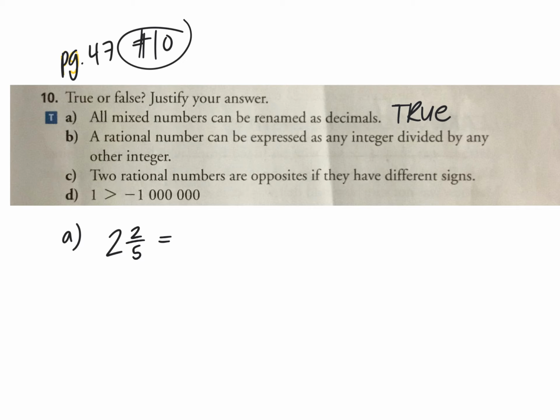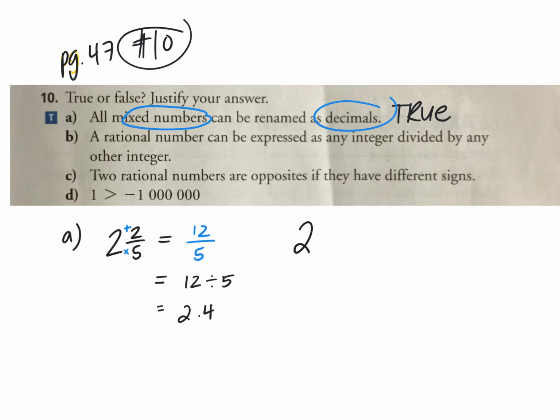There's 2 ways you could do this. One way that Nebu told us, let's go with his method first, is you turned it into an improper fraction. So 2 times 5 plus 2, 12 over 5. But then how do we turn that into a decimal? Good. 12 divided by 5 equals, what's the answer? 2.4. So that's one way you can convert a mixed number into a decimal.